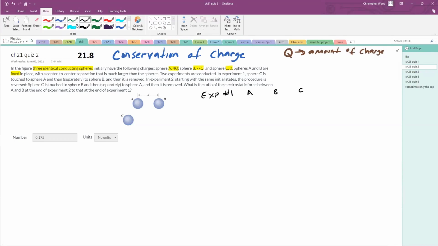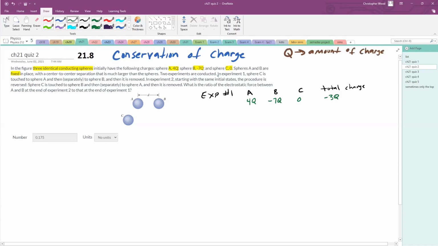Sphere A starts off with a charge of 4Q. Sphere B starts off with a charge of negative 7Q. Sphere C starts off with no charge. And then maybe what I'm going to do here as well, and this is just what I would do on a concept question, the total charge. The total charge right now is negative 3. Negative 3 is the total amount of charge between spheres A, B, and C.